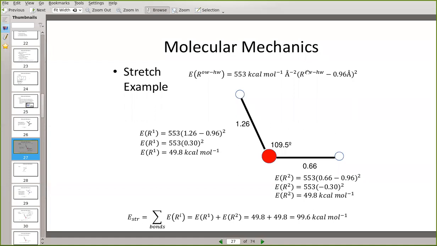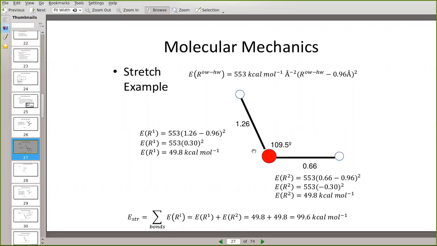It's clearly not. So we can put 1.26 in there, and the energy is 553 times (1.26 minus equilibrium) squared, and we can get an energy value out. And similarly, you can see this is compressed. It's too short compared to the equilibrium bond length of 0.96 angstroms. So we can use the expression 553 times (its actual bond length minus that) squared, and we can get an energy value for that. So we get the energy value for the two bonds. And of course, E stretch is the sum of both of those, and we get 996 kilocalories per mole. Okay. So if you've got any molecule, and it doesn't have to be as simple as water, it could have thousands of bonds.